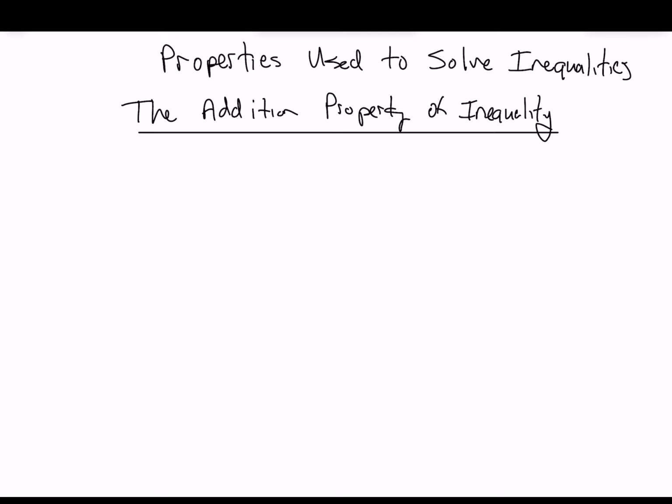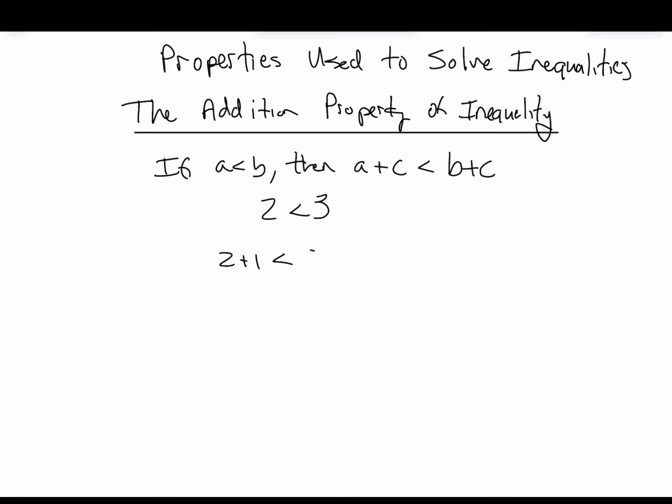And the addition property of inequality says that if A is less than B, then A plus C is less than B plus C for any real number. So if I start out with 2 is less than 3 and I add 1 to both sides of that inequality, then it's still going to be true that 2 plus 1 is less than 3 plus 1.